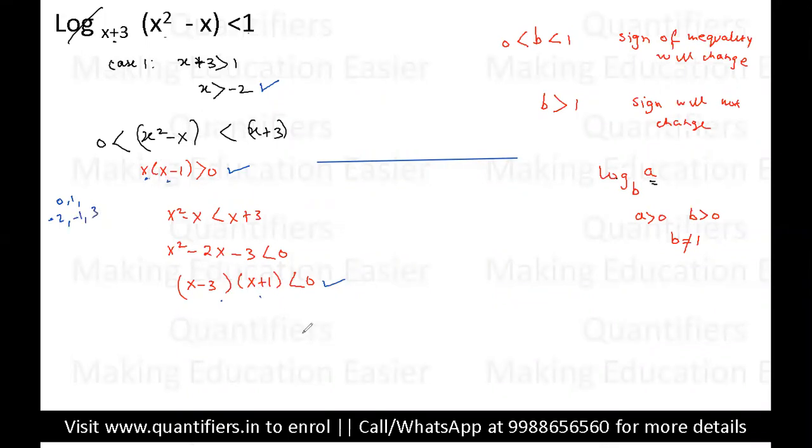So now students, I am representing these values on the number line. Obviously -2 will come first, then you will get -1, then you will get 0, then 1, and then we will get 3. Now students, as we have discussed, all three conditions should satisfy. So let us first see this condition, x is greater than -2. So what does it mean? x is greater than -2 will be something like this.